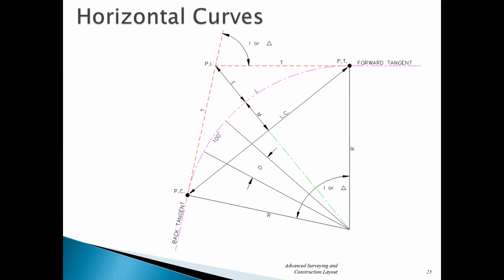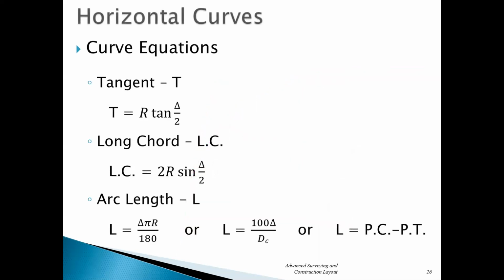So let's take a look at some equations and show you this stuff is not hard to do. However, you really have to work with that degree-minute-second concept a lot, okay? So let me go back. Okay, here's your major equations. For any curve, your tangent is going to be equal to your radius times the tangent of half of delta.